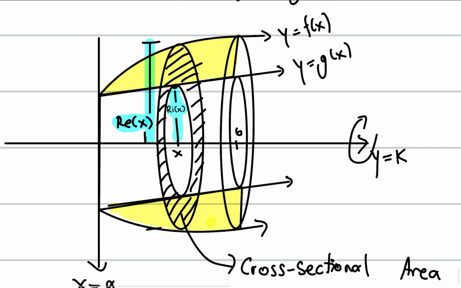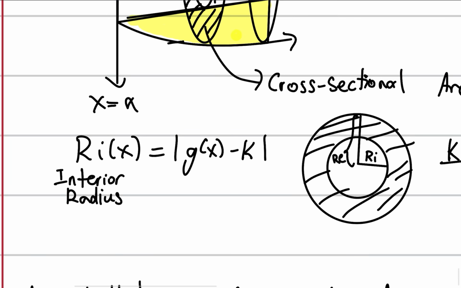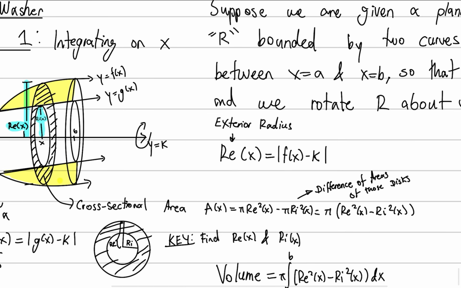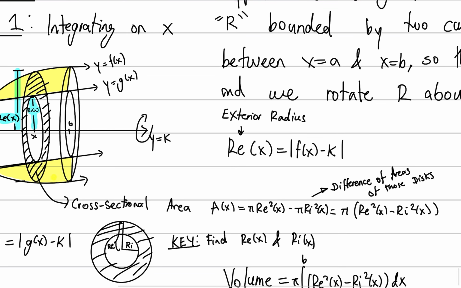Assuming g is below f, the interior radius is the difference between g and k. Of course, the difference function is the absolute value, so the interior radius is the absolute value of g of x minus k. Same thing for f of x and the exterior radius. Now our cross-sectional area at x, where x can be anywhere, is pi R_E squared of x minus pi R_I squared of x. We factor out a pi. That's the difference of the areas of those two disks, which gives us the actual area of the cross-section we're looking for.